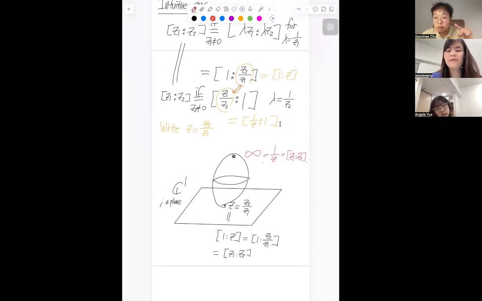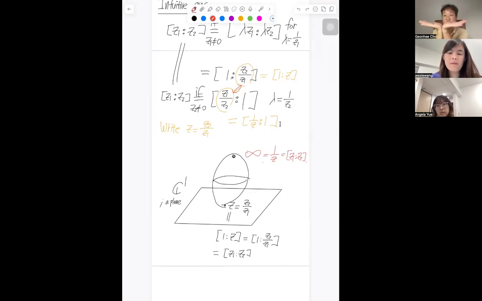One is z with respect to the origin here on the plane. And if we just consider the infinity point, then we just flip the z by 1 over z. Then if you add this 1 over z, it becomes the two-dimensional sphere. I think this is the most intuitive version of the explanation.